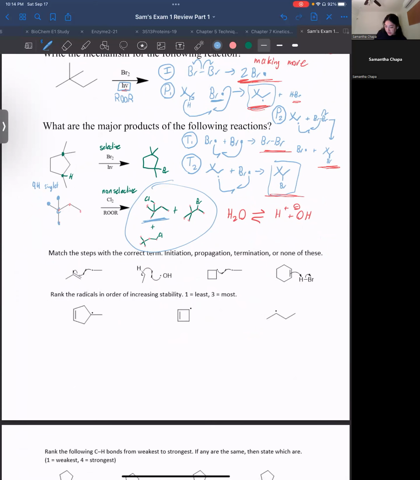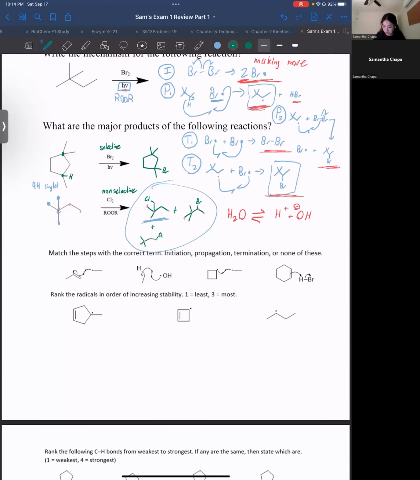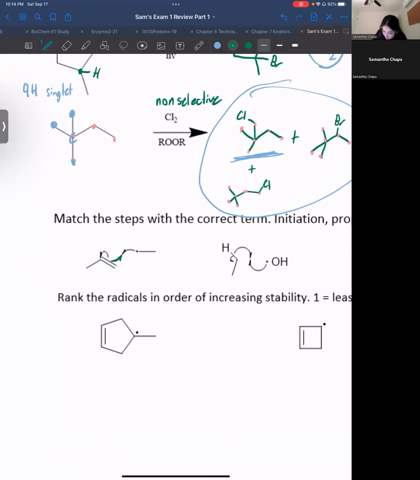Next one, match the steps with the correct term: initiation, propagation, termination, or none of these. The thing that helped me with this is drawing out the products. So you already know how to do your arrows and everything, and now you'll just connect them. When these 2 arrows are pointing at each other, that means they're forming a bond.